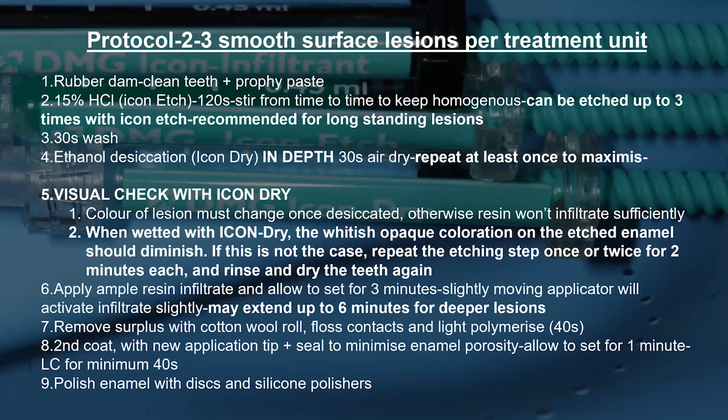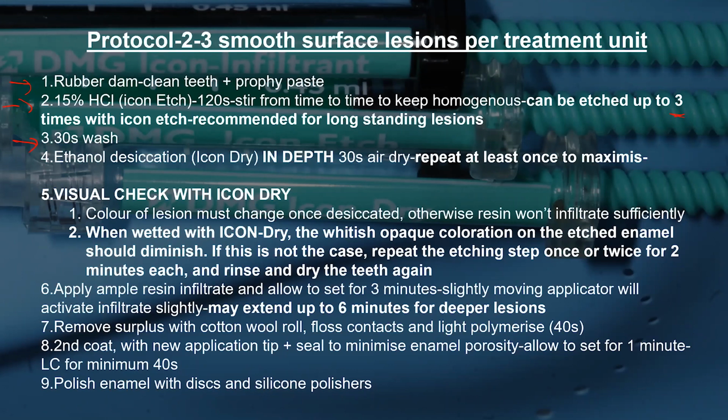So the protocol, as it says, is you put on some rubber dam, clean the tooth with some prophy paste, and apply your hydrochloric acid. You need to do it for 2 minutes per application, so you etch the tooth for 2 minutes. It might help to have a timer to hand as well. And then you give this a wash, and you may find that with the more diffuse, more superficial lesions, they may start to go after a first application, but some of the deeper, more defined ones, you may need to do a few more applications. So you've got to kind of visually assess this. And you can go up to 3 applications.